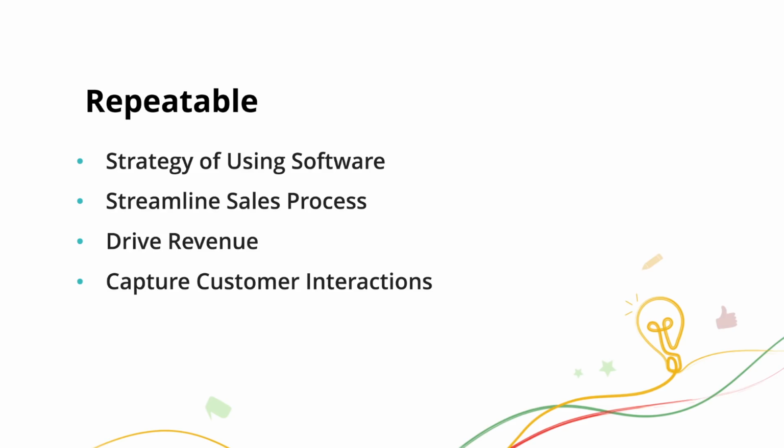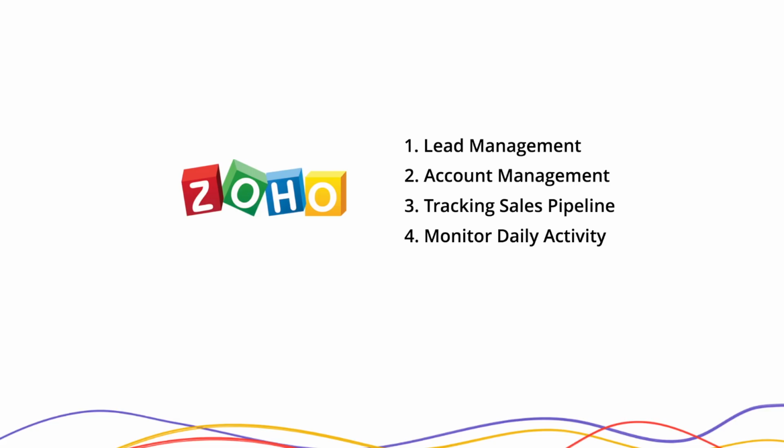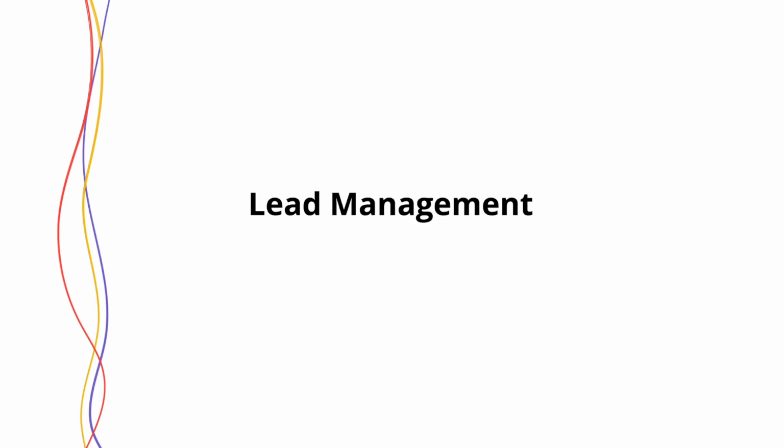So how do I define Salesforce Automation? It is a repeatable process that is the strategy of using software to streamline your sales, ultimately driving revenue and capturing your customer interactions in one single place. In typical CRMs and in Zoho, these are some areas that Salesforce Automation includes: lead management, account management, tracking your sales pipeline, and monitoring your daily activity. So we're going to break down each one of these today and start with lead management.